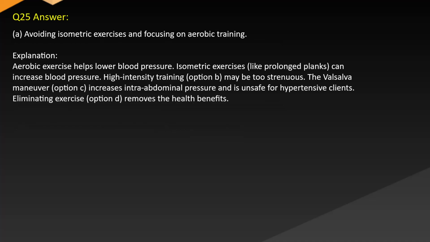Answer: A. Avoiding isometric exercises and focusing on aerobic training. Explanation: aerobic exercise helps lower blood pressure. Isometric exercises like prolonged planks can increase blood pressure. High-intensity training, option B, may be too strenuous. The Valsalva maneuver, option C, increases intra-abdominal pressure and is unsafe for hypertensive clients. Eliminating exercise, option D, removes the health benefits.